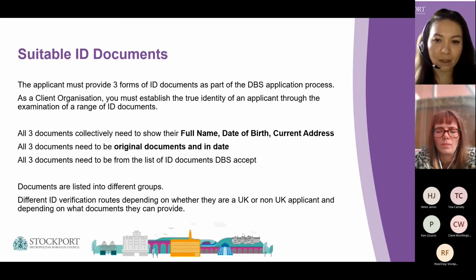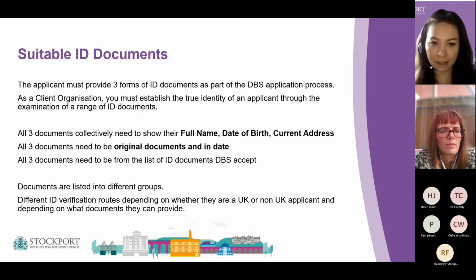And they need to be in date, so they can't be an expired passport or driving license. All 3 documents need to be from the list of ID documents DBS accept, which I will go through in a moment, what documents we can accept. So the documents are listed into different groups, and there are different ID verification routes depending on whether they're a UK or non-UK applicant and depending on what documents they can provide. This is why we ask on the order form whether they're a UK or non-UK applicant, just because we need to understand what sort of documents they need to provide so we can advise you.